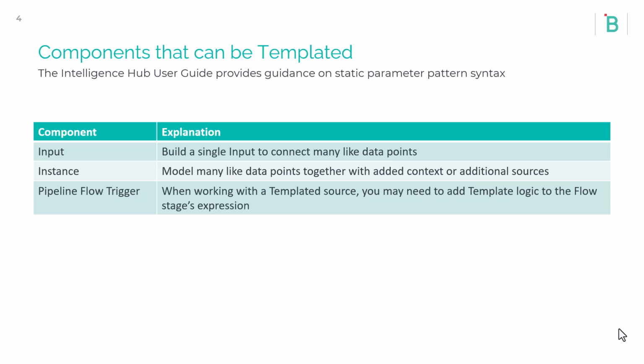An instance might model those data points together, maybe adding context, perhaps from additional sources, to generate multiple models, perhaps for multiple assets or products or processes. In the pipeline flow stage, maybe we need to add some template parameters so that we can pass the parameters to those upstream configuration objects so that they can be used there. So in that way, the parameters are passed through each of the configuration objects, and each of the configuration objects in a solution are templated.